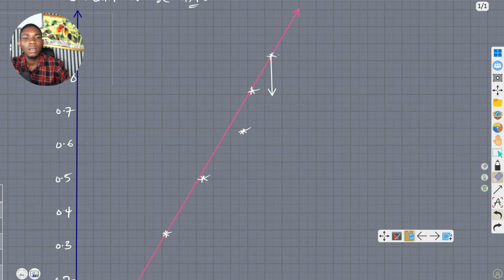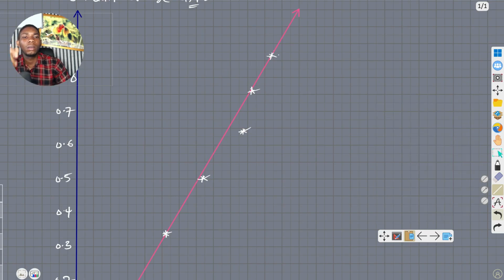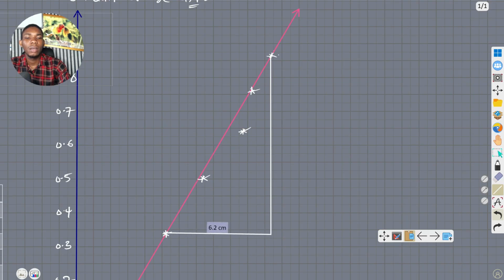This one is not coming out clean. All right, so we'll have something like this, which will run from somewhere here and then to somewhere here. All right, so this is our slope, and you see the values for the slope.